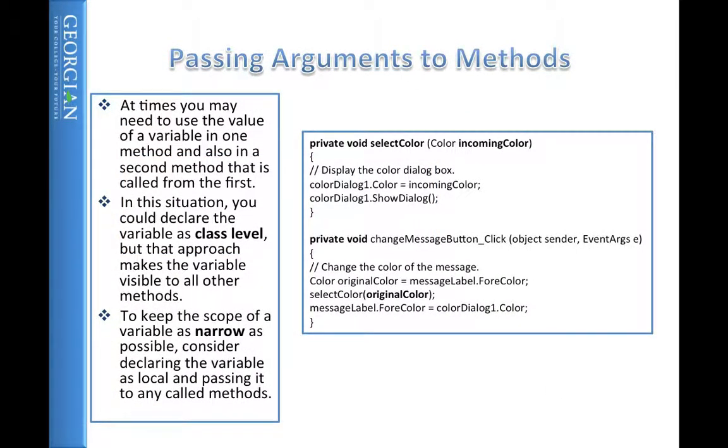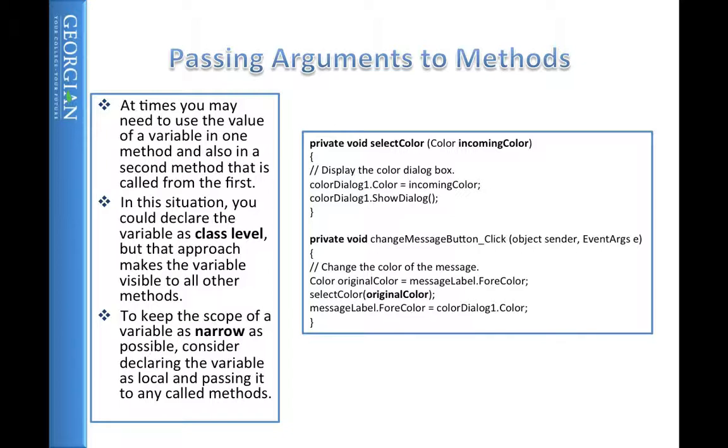So, passing arguments. It's not like you have never passed arguments before, right? In other kinds of languages, it follows a similar pattern. So here we go: private void, I'm selecting a color, and now I'm passing in a type of color. That's the data type. And here's incoming color in this example, right?